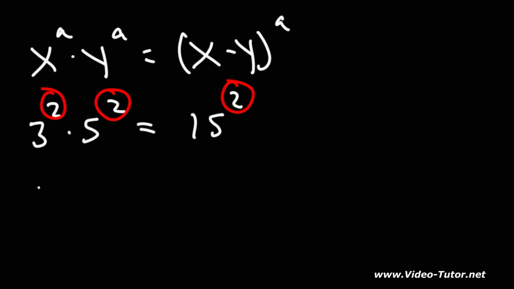If this confuses you, think of it this way. What's 3 times 5? 3 times 5 is 15. But notice that the exponents are the same. They're all raised to the 1st power.